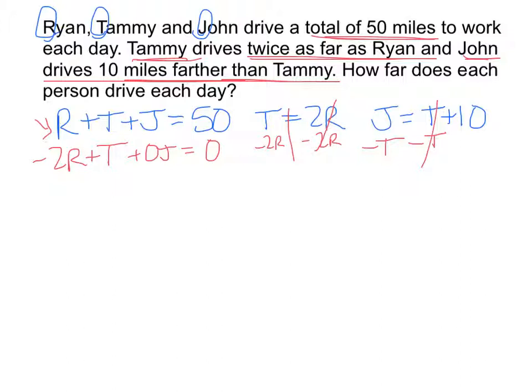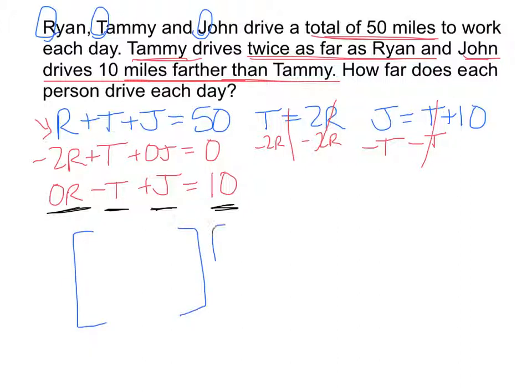So I have no Ryans, I have a minus Tammy, and I have 1 John, and that equals 10. So I have my system already set up. All the Ryans are in the same place. All the Tammys are in the same place. All the Johns are in the same place. All the results are in the same place. So we can go ahead and write this as matrices.